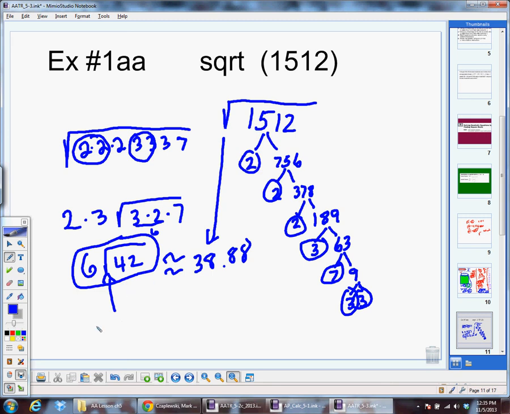That is breaking down square roots. It's a pretty simple process. I like to do the get out of jail process. Good luck. Hope it works for you.